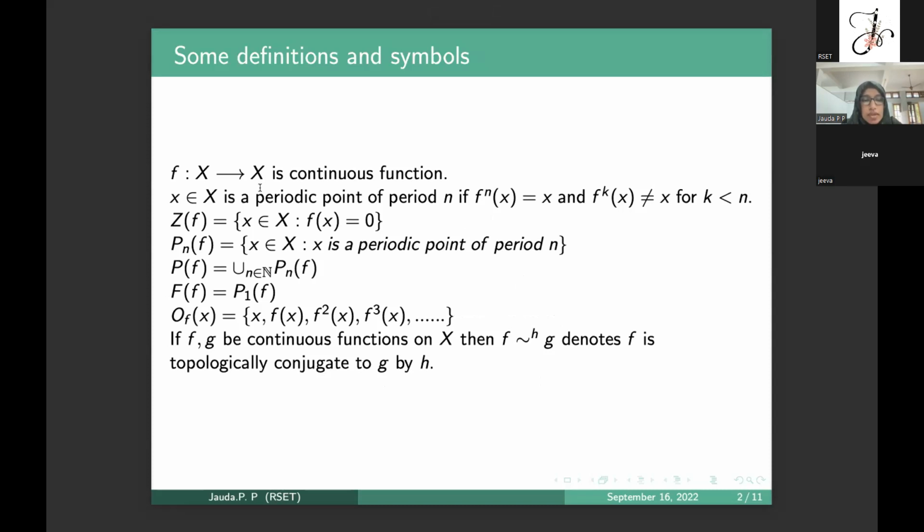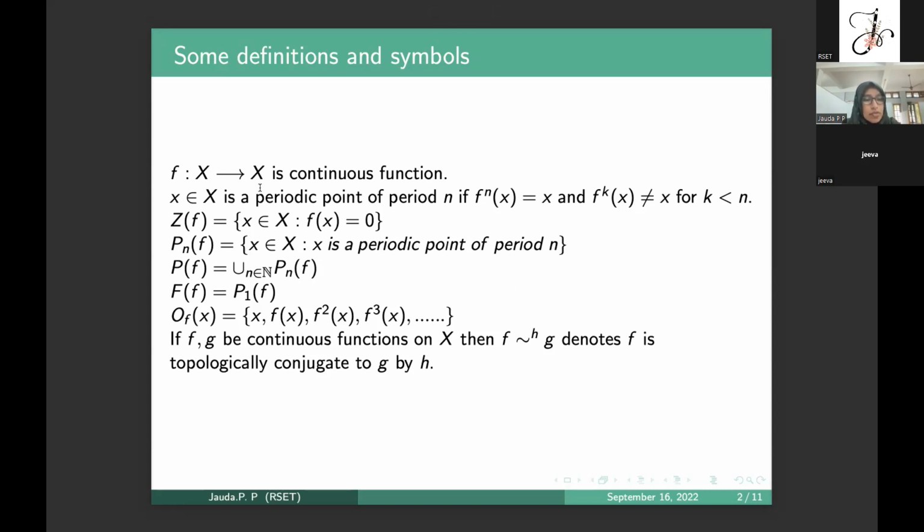F is a continuous function defined on X. A point X in X is a periodic point of period N if Fn of X is equal to X and Fk of X is not equal to X for k less than N. Fn of X means f applied to X N times. Z of F is the set of all zeros of F, that is, the set of all points in X such that f of X is equal to 0.